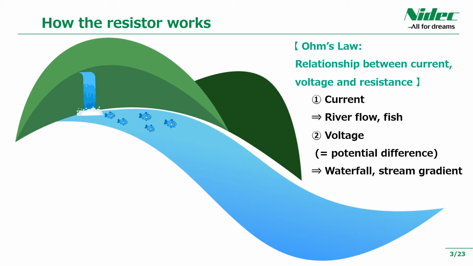In this picture, the electric current is likened to a stream of a river and the fish swimming along the flow, and the voltage is likened to a waterfall that creates a stream in a river or a slope of a river as well. The bigger the waterfall and the steeper the slope, the stronger the flow of the river. The same can be said for the relationship between current and voltage. The higher the potential, the more vigorous the current flows.